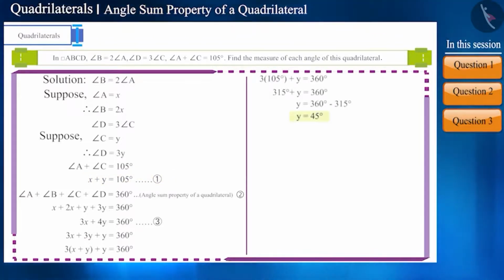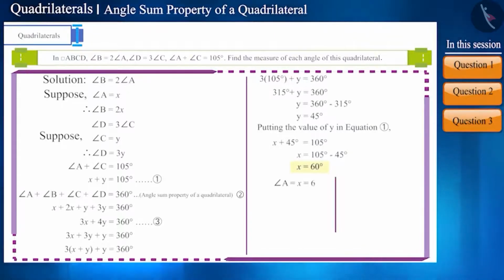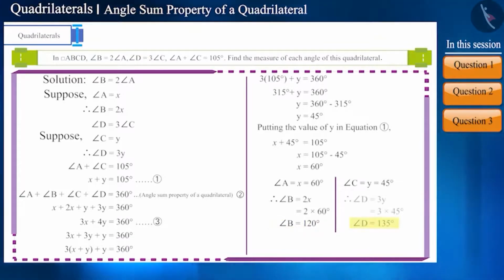We got y equal to 45 degrees. Now, by putting the value of y in equation 1, we can find the value of x. That is, angle A is equal to x is equal to 60 degrees and angle C is equal to y is equal to 45 degrees. And angle B and angle D will be as follows. Angle B equals 120 degrees, angle D equals 135 degrees. Thus, we got the measurement of all the angles.